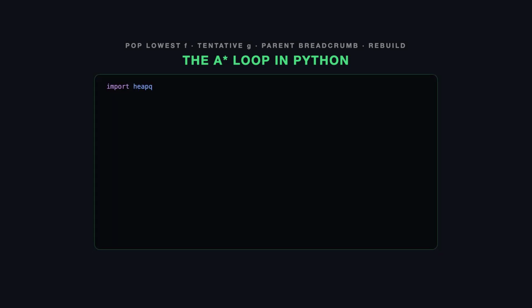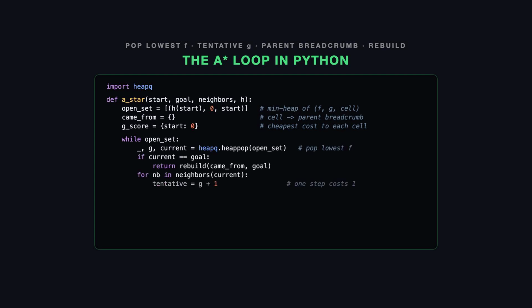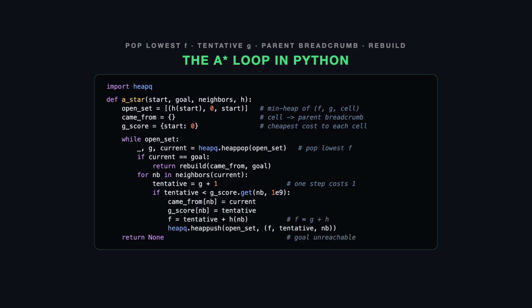Here it is in real Python, and the whole loop is shorter than you might expect. The open set is a heap of tiles, ordered by F, so popping always gives us the smallest F for free. We keep came_from, the parent breadcrumbs, and g_score, the best cost to each tile. Each pass pops the lowest F. If it is the goal, we rebuild the path and return.